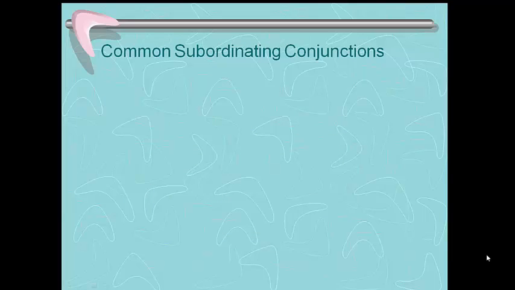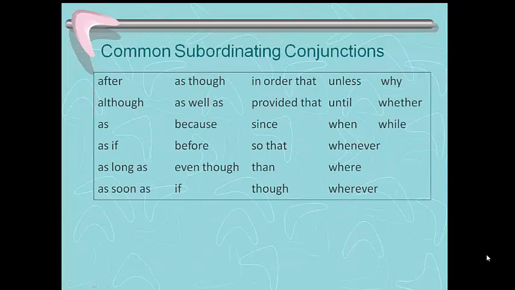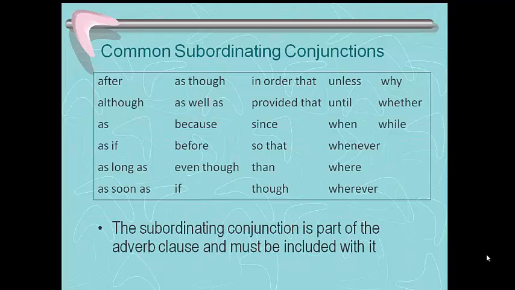So common subordinating conjunctions are listed here, and I would like you to stop the video at this point and copy these down because you will need them for later reference in your notes. It should be noted that the subordinating conjunction is part of the adverb clause and must be included with it. And when you diagram, you would include that subordinating conjunction as part of your complete predicate.